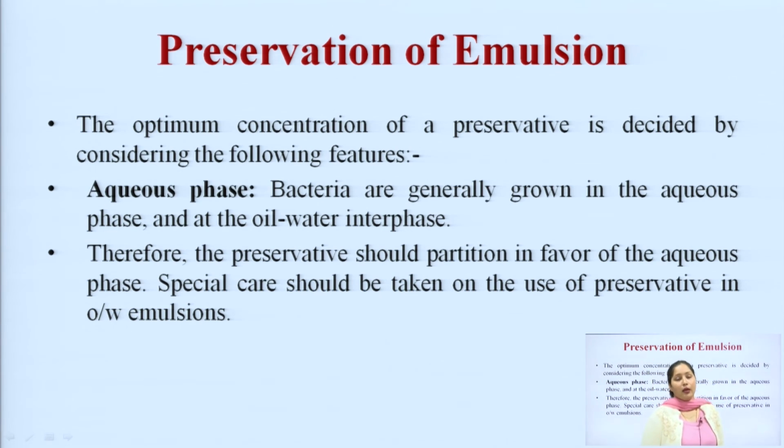First is your aqueous phase. Generally the bacteria or the microorganisms grow in the aqueous phase and at the oil water interface. Therefore, the preservative should partition in favor of the aqueous phase. Special care should be taken on the use of preservative in oil in water emulsion. So, generally these microorganisms grow in the water phase, the aqueous phase, at the oil water interface or junction. So, to prevent the microbial growth, the preservative needs to partition in favor of the aqueous phase, so that it can resist the growth of the microorganism.